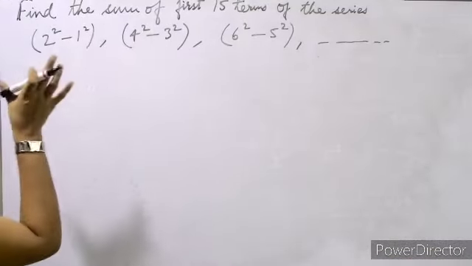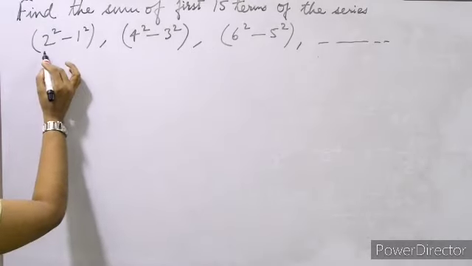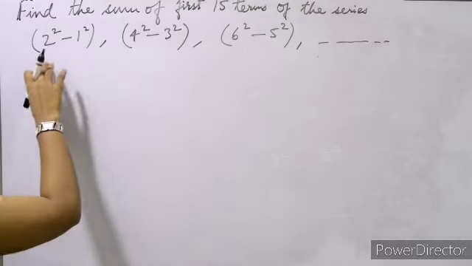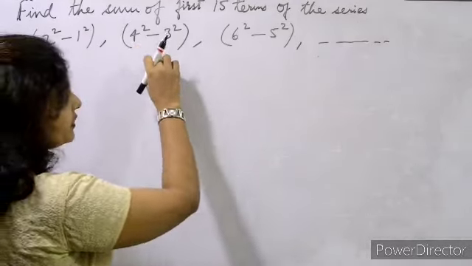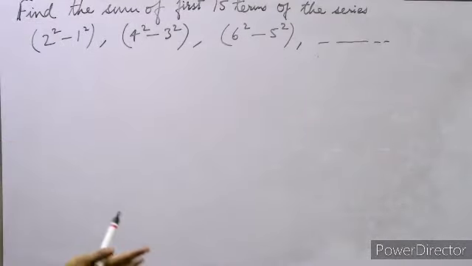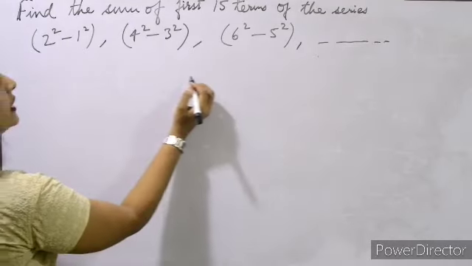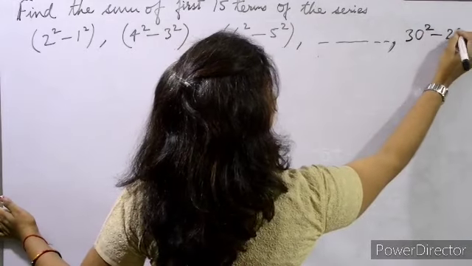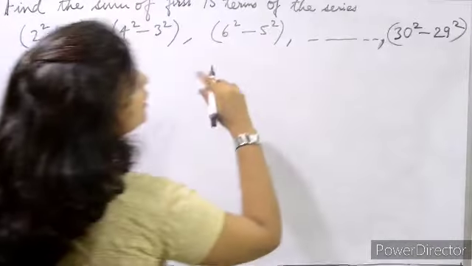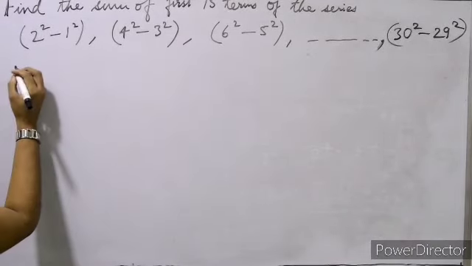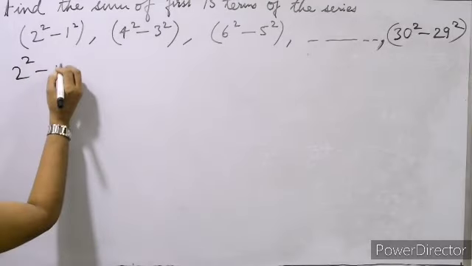Okay, see for this series we have to find out the sum of first 15 terms. So the first term is 2 square minus 1 square, square of 2 minus square of 1, square of 4 minus square of 3. So up to the third term we had square of 6 minus square of 5. So what will the 15th term be? The 15th term will be square of 30 minus square of 29. Okay, so we have to go up to here. Now we have to find out the series. For this, first of all we will find out 2 square minus 1 square.